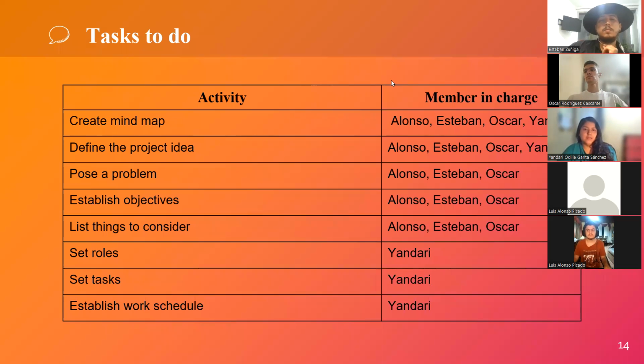Now, the tasks to do in the project. The activities are create mind map, define the project idea, pose a problem, establish objectives, list things to consider, set roles, set tasks, and establish work schedules. The members in charge are Alonso, Esteban, Oscar, and Yandari, depending on the activity.